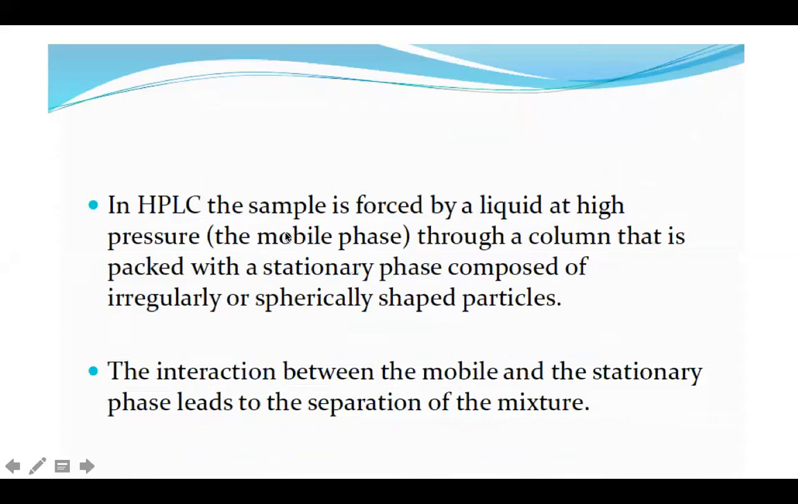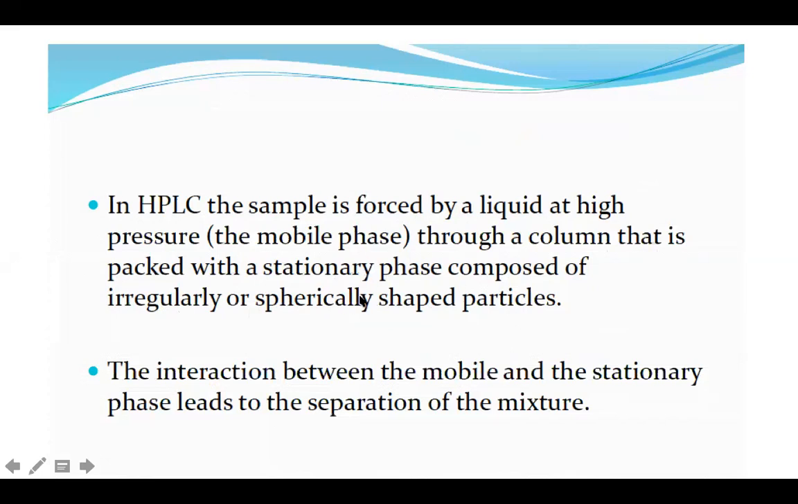In HPLC, the sample is forced by a liquid at high pressure. For the mobile phase, we can use an organic solvent like an ethyl acetate and methanol mixture or the like, through a column that is packed with a stationary phase composed of irregularly or spherically shaped particles.